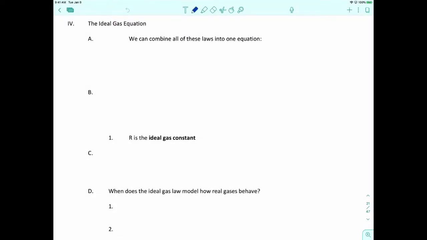We can combine all of the gas laws that we talked about in the last set of videos into one equation called the ideal gas law, where the pressure times the volume is equal to the number of moles times T, the temperature. There's a constant involved, and we call this constant capital R. Capital R is called the ideal gas constant.